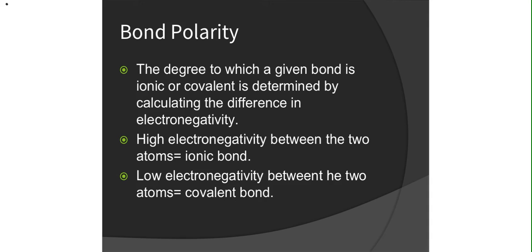So I already stated the degree to which a given bond is ionic or covalent is determined by calculating the difference in electronegativity. High electronegativity difference between two atoms generally indicates an ionic bond, in comparison to low electronegativity difference between the two atoms, which generally indicates a covalent bond. Because remember, in covalent bonds, we're generally sharing those valence electrons.